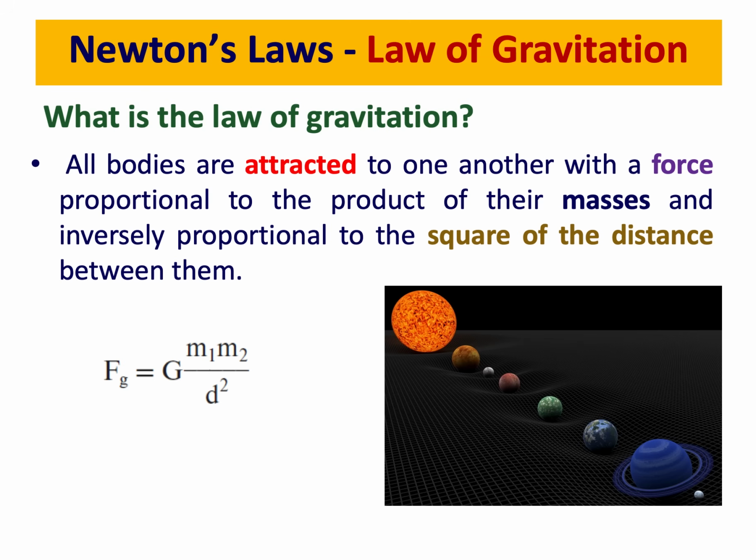We know that all bodies are attracted to one another with a force that is proportional to the product of their masses and inversely proportional to the square of the distance between them. This applies to all objects, small or big: human subjects, chairs, tables, planets. Any object that has a mass is exerting a gravitational force on other objects around it.